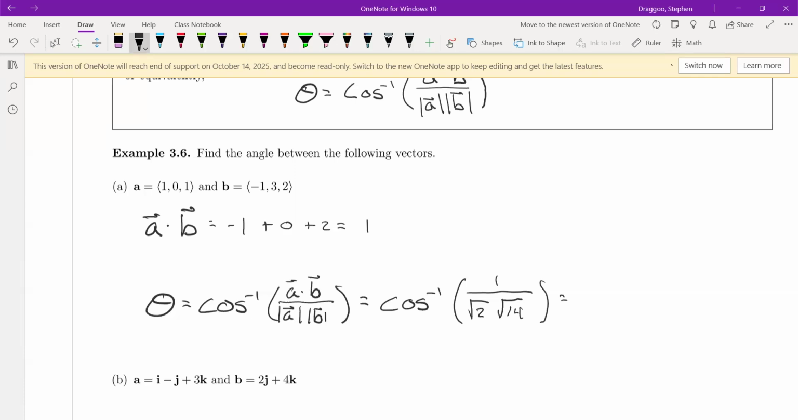While someone out there works on that, I got that 2 and that 14 by taking 1 squared plus 0 squared plus 1 squared, which is 2. And then 1 squared plus 3 squared plus 2 squared, excuse me, 1 plus 9 plus 4, and that's 14. So anybody find arc cosine of 1 over root 28?